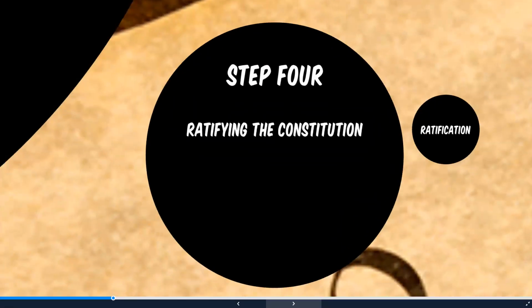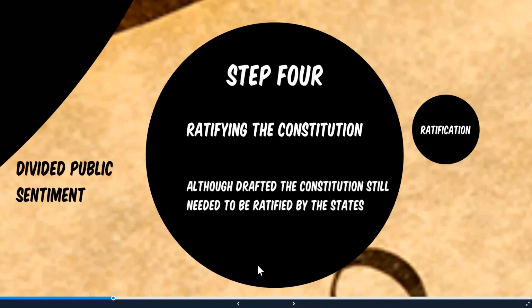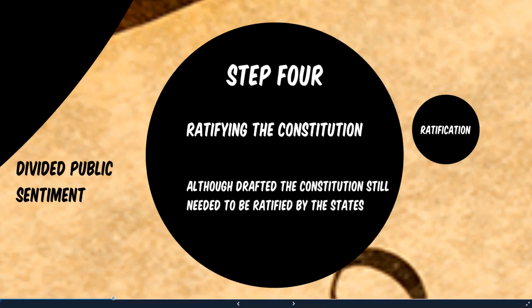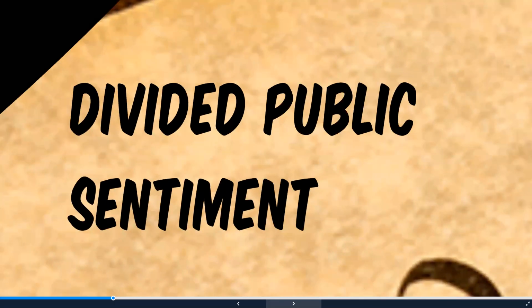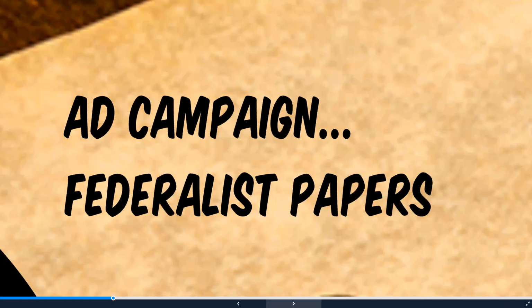So step 4 was to ratify the Constitution. We had the Constitutional Convention. Now everybody has to approve it. We drafted the Constitution, but it still needed to be ratified by the states. But that was not easy. There was very, very strong divided public sentiment on the Constitution. It took a lot for the people to finally come around and agree to the Constitution. And why? Well, it's that theme again, that many thought that this new Constitution gave too much power to the federal government.